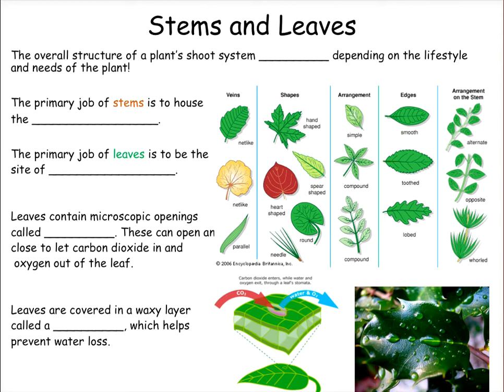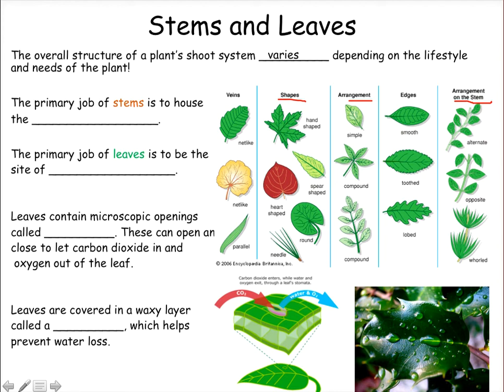Next, we will look at the plant's shoot system. Just like we saw with the root system, the overall structure of a plant's shoot system also varies depending on the lifestyle and needs of the plant. You can see some of this variety in the picture to the right. Look at all the different leaf shapes and arrangements and positions on the stem. Each species of plant will have the shape and arrangement that best adapts it to its environment.